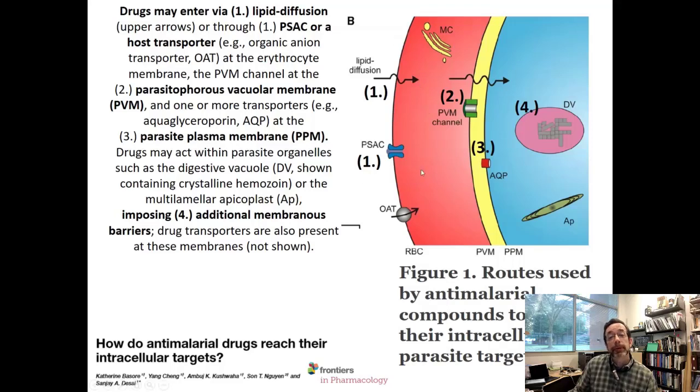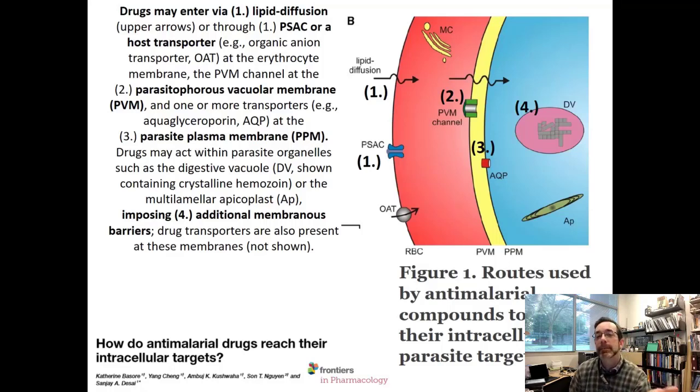We're going to be mostly focusing on the very first step, where we have lipid diffusion of the drug across the membrane into the red blood cell. But it's worth pointing out, this is just one of the barriers that the drugs must overcome. We don't even know necessarily all the barriers that the drugs must overcome. We just know that they work, and then we try to figure out how they work.